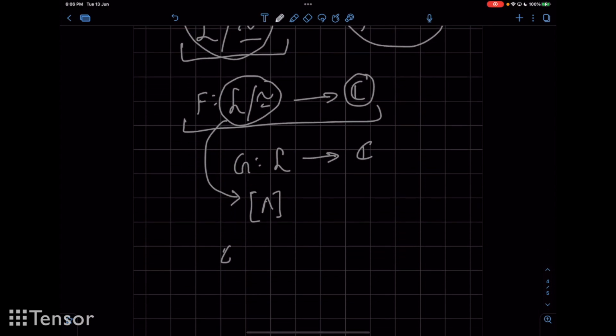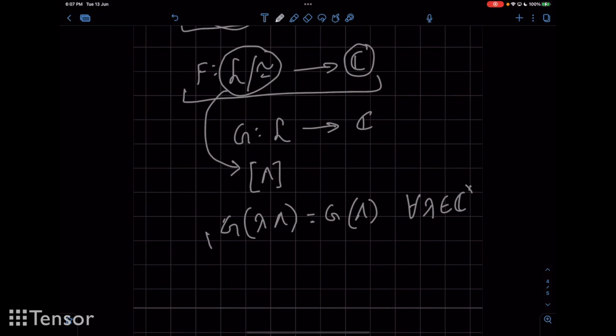So what property does G have? G has the property that G of lambda is equal to G of capital lambda for all non-zero complex numbers. So we can interpret this as G being invariant under multiplication by a complex number. But it turns out studying these kinds of functions is a very restrictive situation.